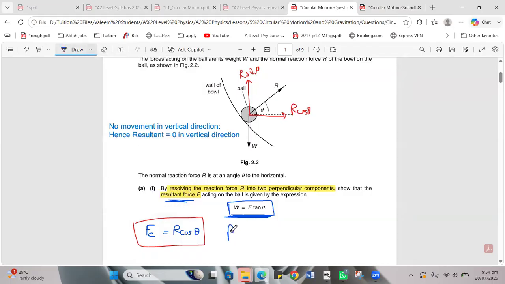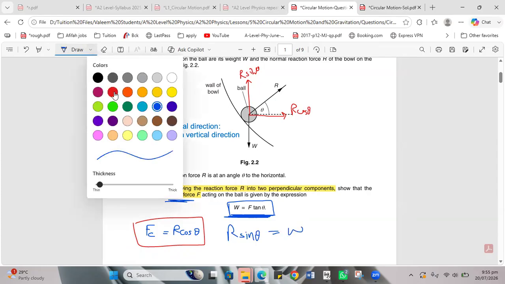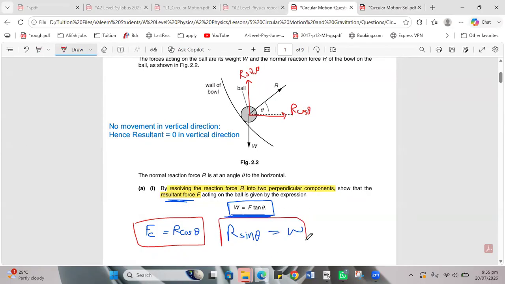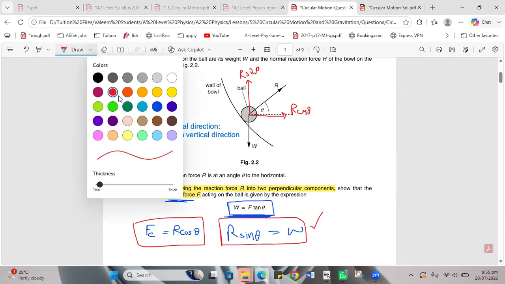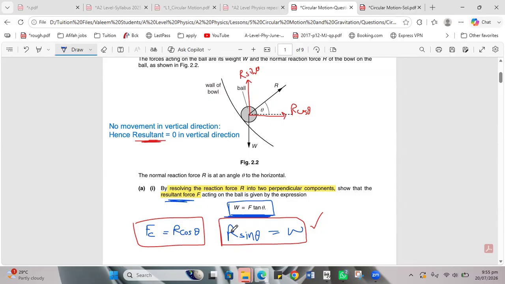So can I say R sine theta equals W? How is R sine theta equal to W? Because in the vertical direction, the forces are balanced. How do I know that? Because of course there is no vertical movement. The ball is not moving vertically, is it? It's not. So the resultant force in the vertical direction is zero, meaning balanced forces. So I got another equation, R sine theta equals W. Is it clear how we got both of them?